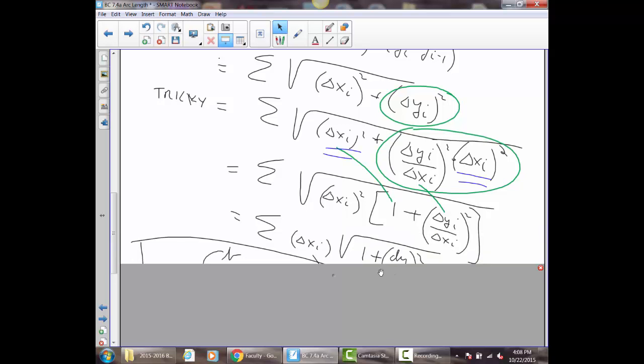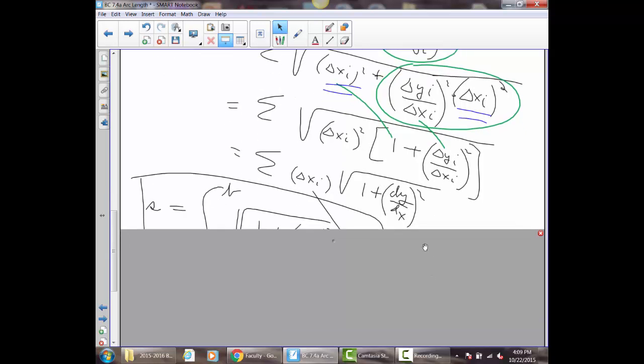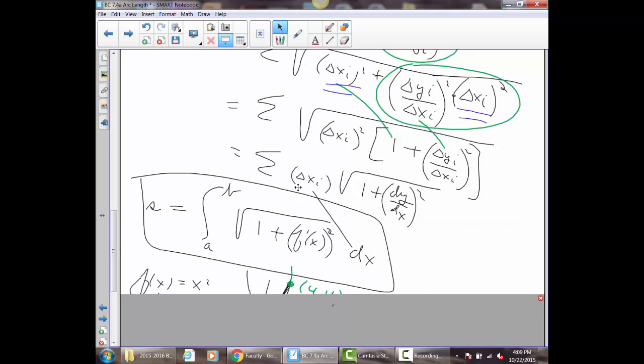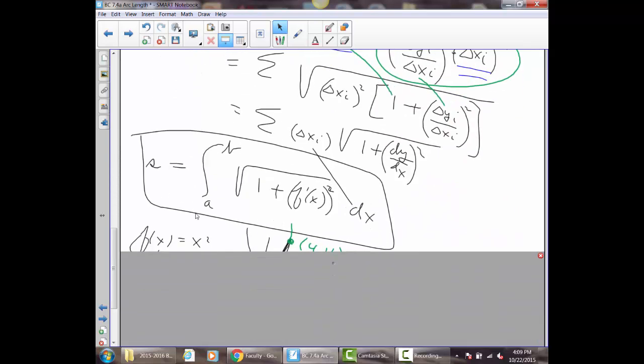What happens now is they factor out the delta xi squared, leaving 1 plus (delta yi over delta xi) all squared. Then I have the square root of delta xi squared, so I can pull the delta xi to the outside. Another name for delta y over delta x is the derivative dy/dx. And hence, your formula. Your delta xi is your dx, and your dy/dx is just f prime of x under another name. Then you're adding them all together, which is where the integral comes from, and you're going to add them from x equals a to x equals b, which are the endpoints.